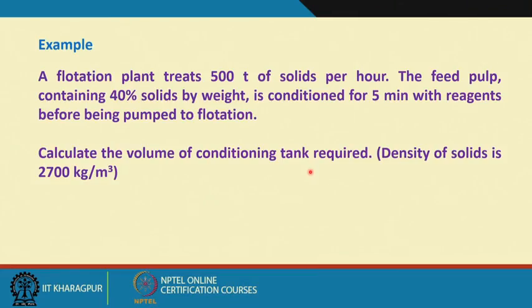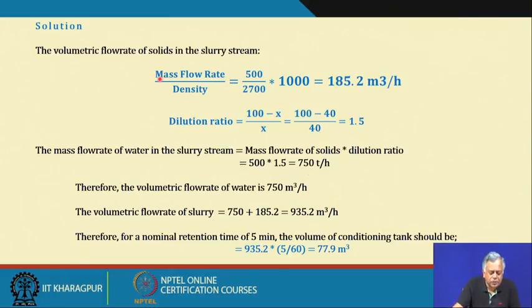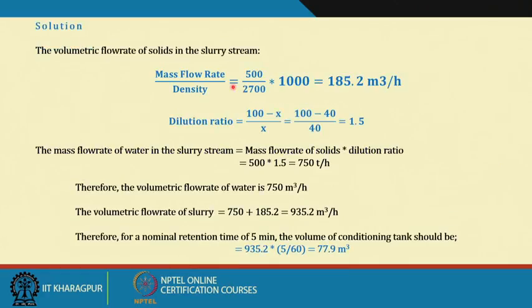What is the volume of conditioning tank required if the density of solid is 2700 kg per meter cube? Let us try to solve it. So, how do I do it? I need to know the volume, but the data is given in 500 tons, 40% solids by weight. So, I have to convert them into volume, otherwise I cannot get to know the volume.